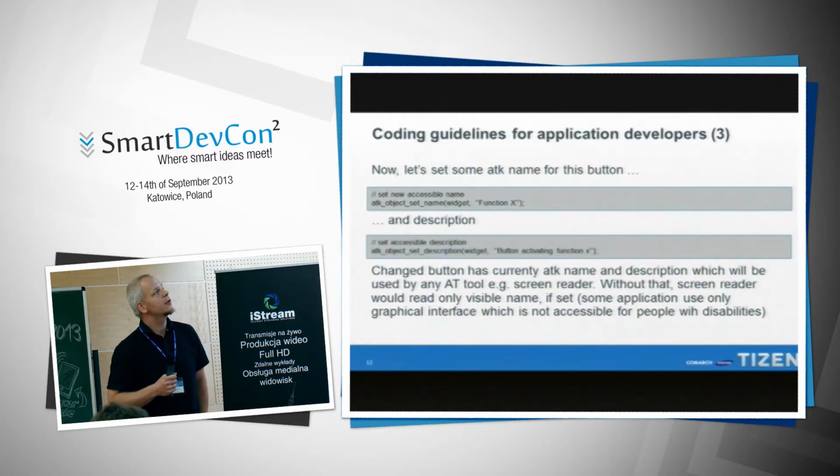Okay, so having this object of the button, we can just run the method ATK object set name and give the correct name that will be more descriptive, and also set the description that might be something more like what the button actually does.